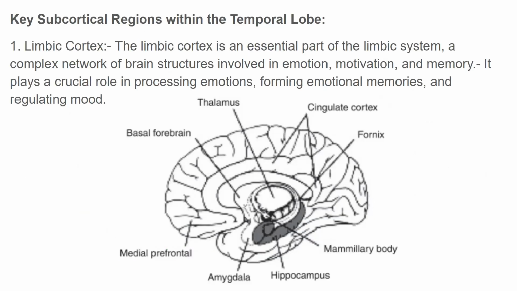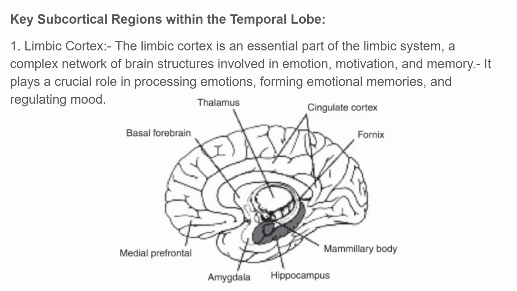Then moving on to key subcortical regions within the temporal lobe. First one is the limbic cortex. In this you can see that the limbic cortex is an essential part of the limbic system, a complex network of brain structures involved in emotion, motivation, and memory, and it plays a crucial role in processing emotions, forming emotional memories, and regulating mood.